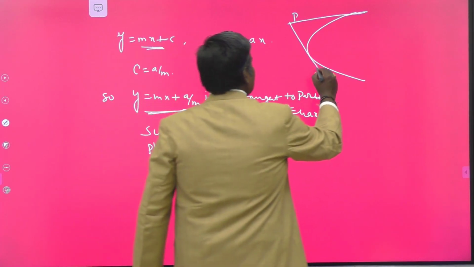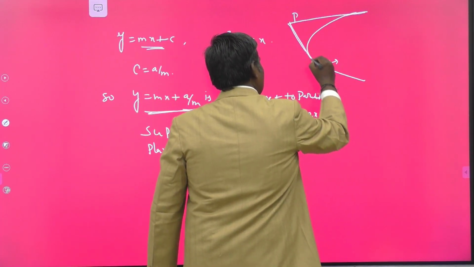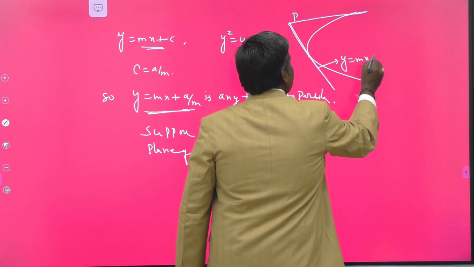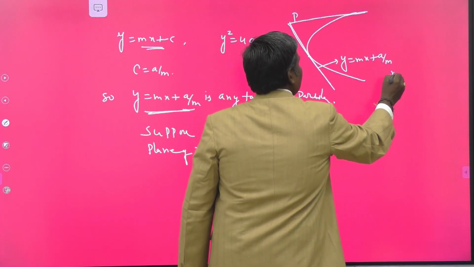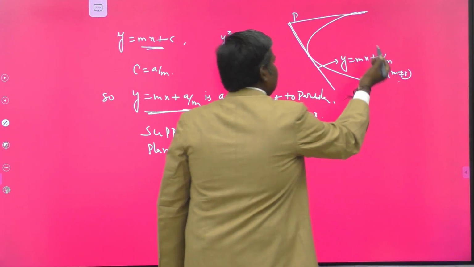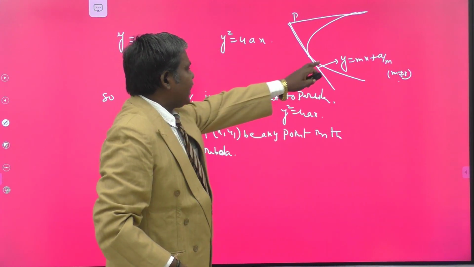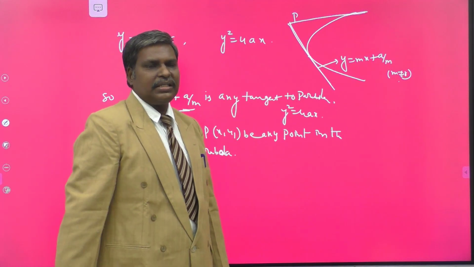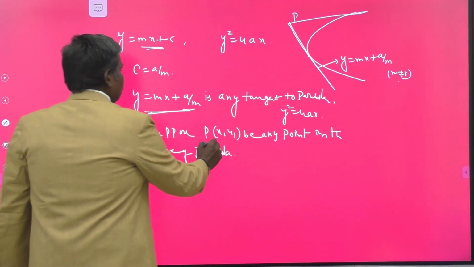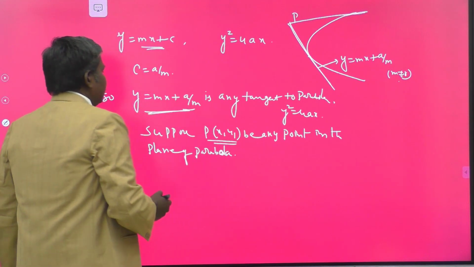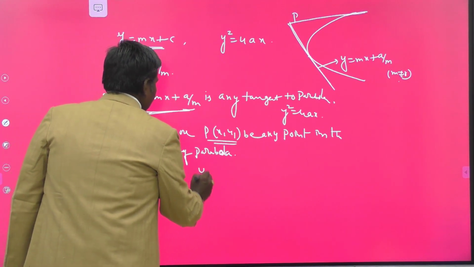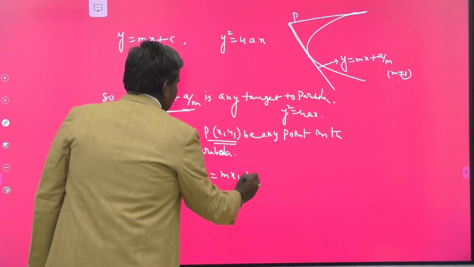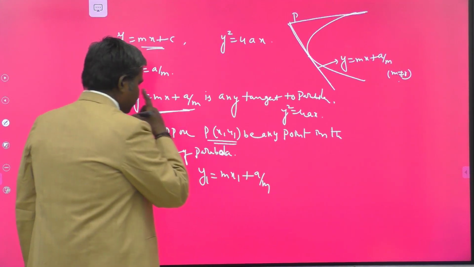Suppose this is a tangent to this parabola at this point. So we take this one as y equals mx plus a by m for some m not equal to 0. This is any tangent. If my tangent passes through that P, that is converted into our results. So substitute the point P(x1, y1) in y equals mx plus a by m. What we obtain? y1 equals mx1 plus a by m.